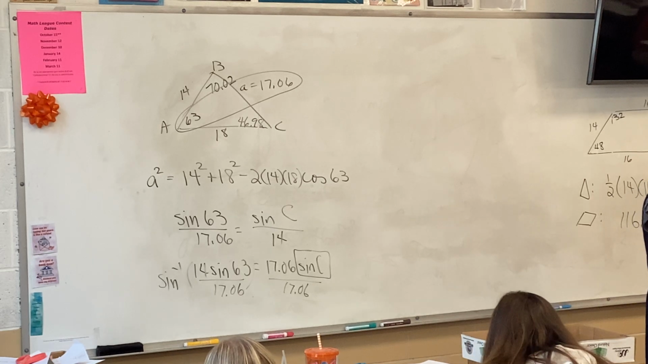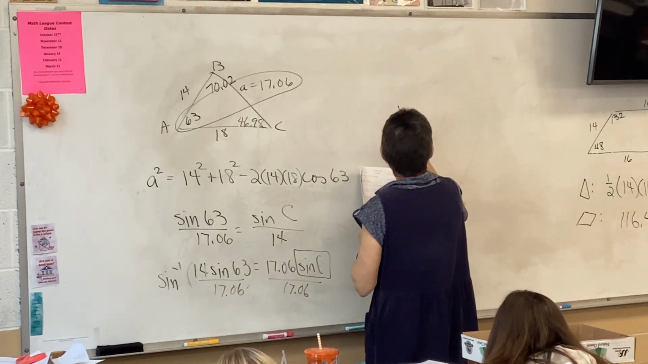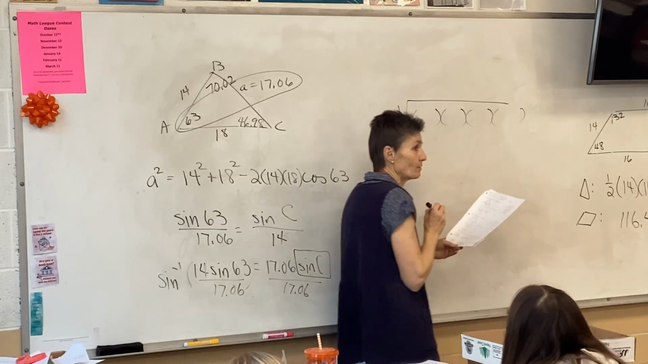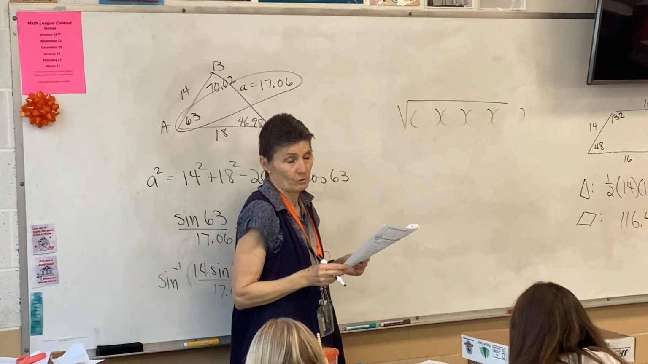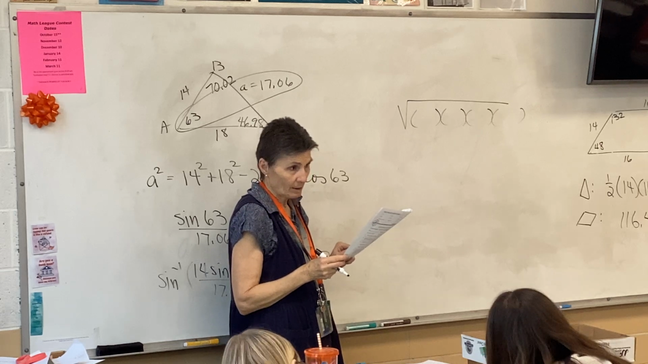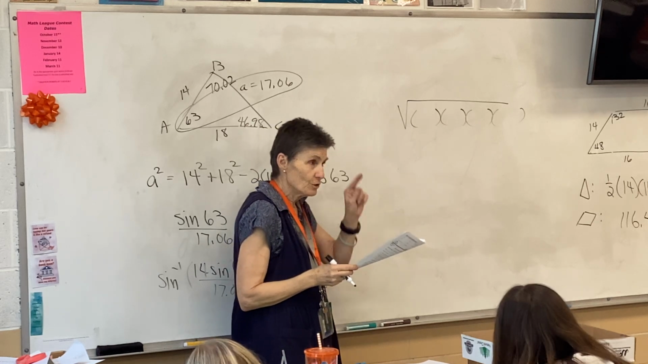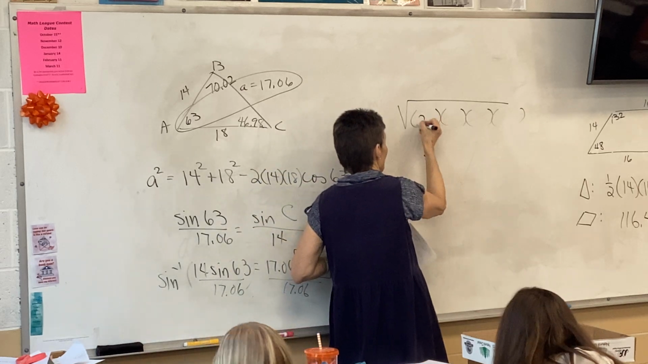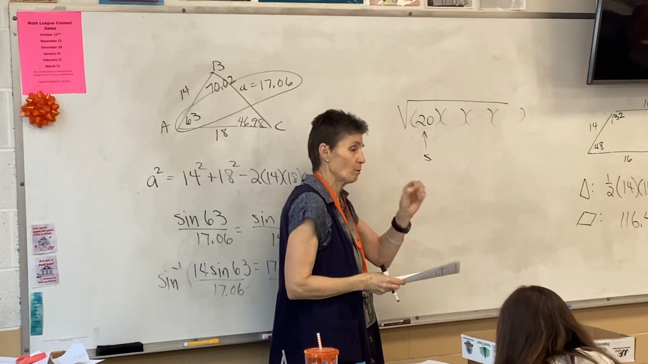That one's gonna take a little bit more effort, but still not bad. We have all 3 sides, and so won't our area be this big radical with 4 things under it? What do I do first? Add up all the sides. And what do I get when I add up all the sides? 40. Don't use 40. Use half of 40, which is 20. That S stands for semi-perimeter, half the perimeter.